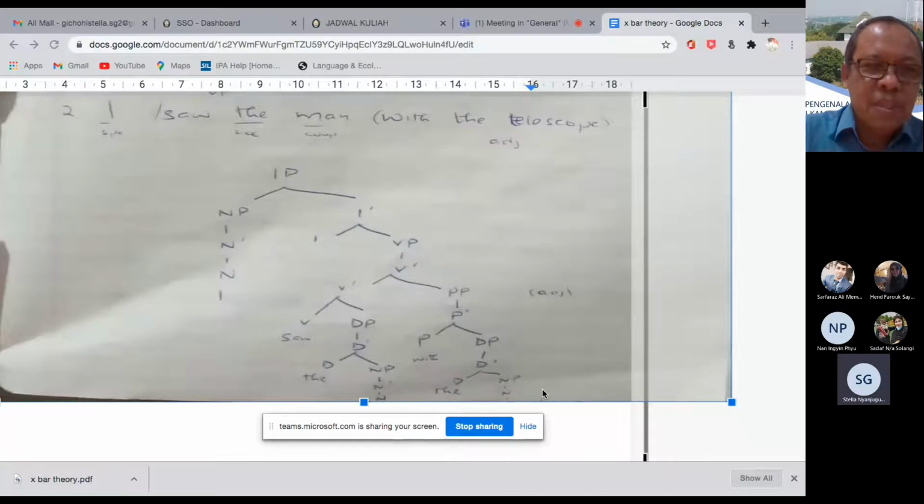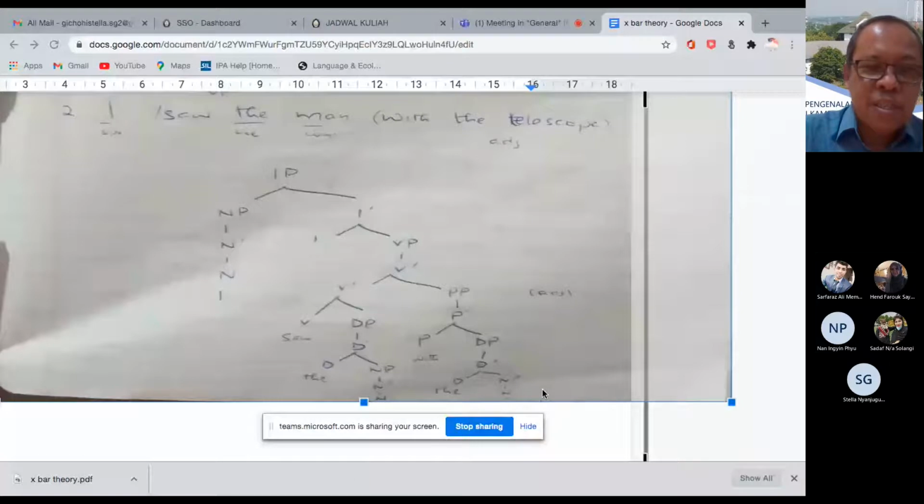Okay, I saw the man with the telescope. So I use the telescope to see the man. This is the first meaning. The second one: I saw the man who is with the telescope, or who is holding the telescope. Did you get it?